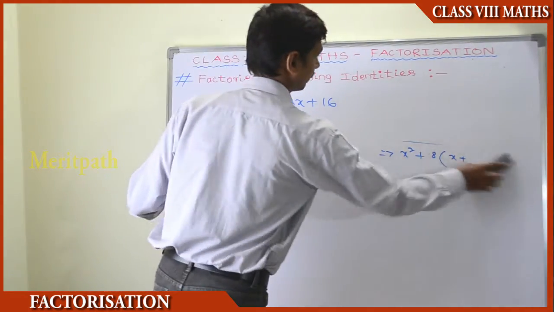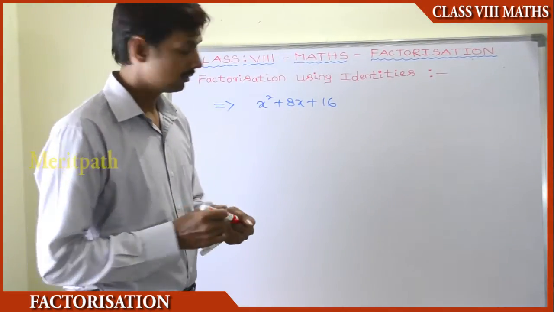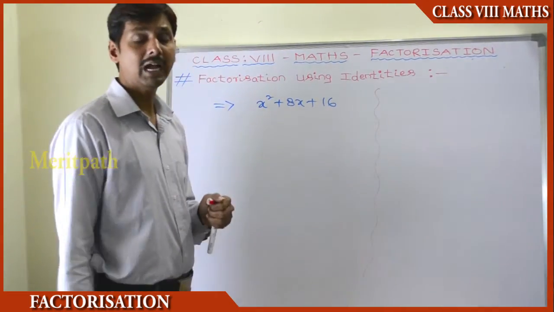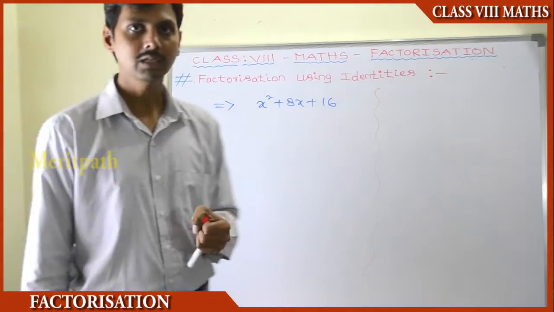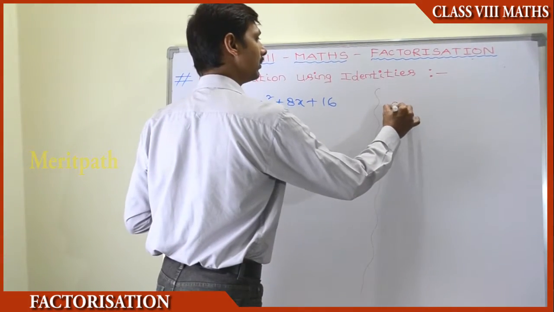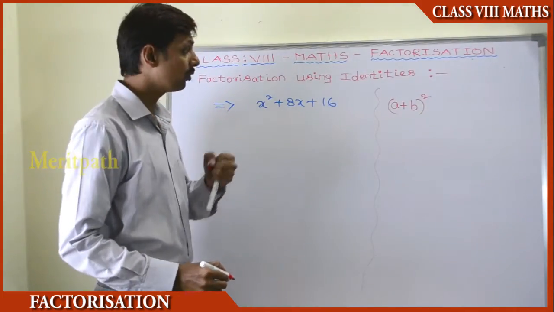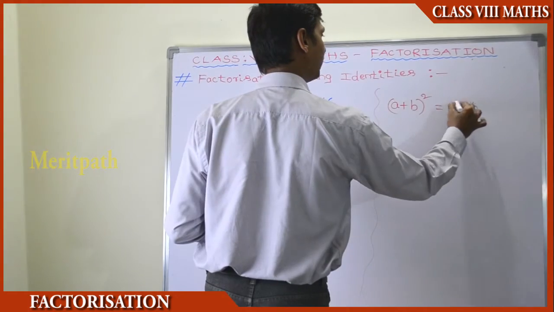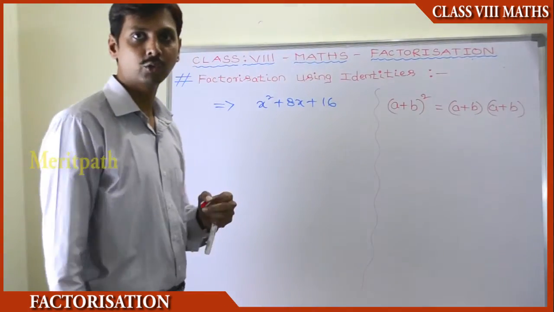So let's see what the identities are. In previous classes we have learned some identities: (a plus b) whole square, (a minus b) whole square, and a squared minus b squared. (a plus b) whole square can be written as (a plus b) into (a plus b), because there is a power 2, we write it as two terms.